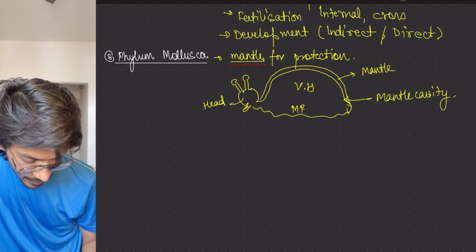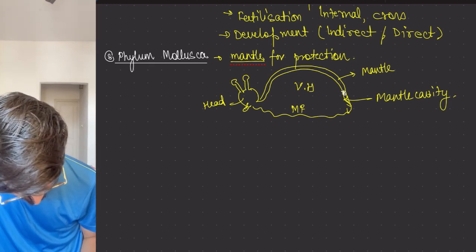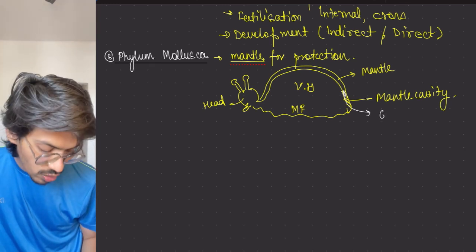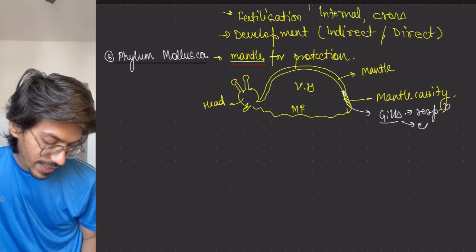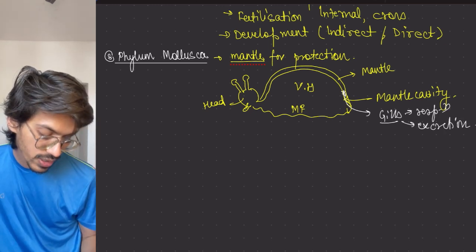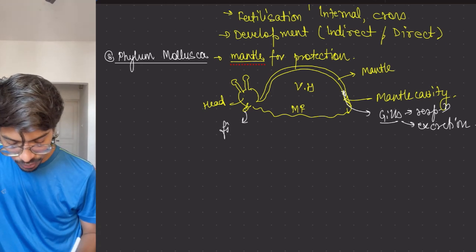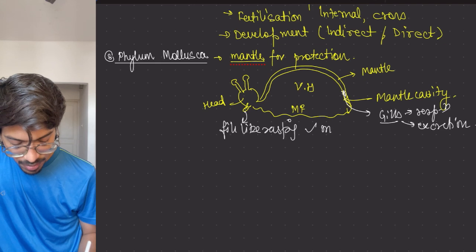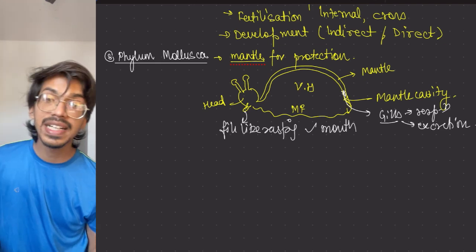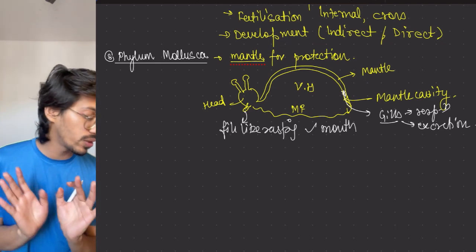Mantle cavity. Inside the mantle cavity, there is a presence of what? There is a presence of gills. What are the roles of gills? Respiration and excretion. Both roles are being done. Radula, it is what? A file-like rasping organ present in the mouth, which helps in eating, mastication, and grinding of the food.